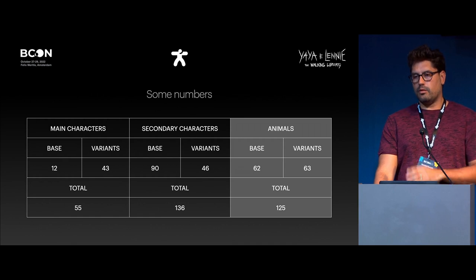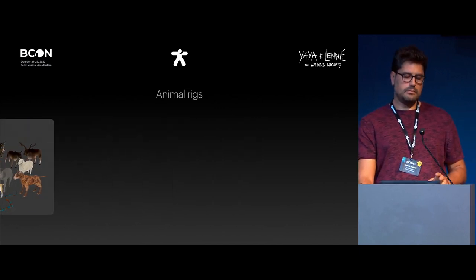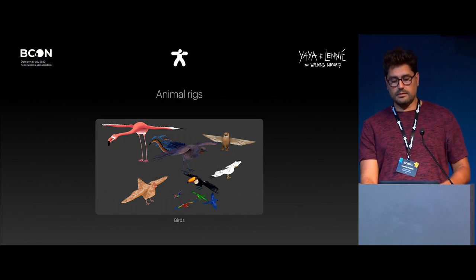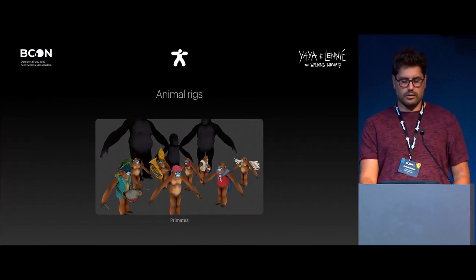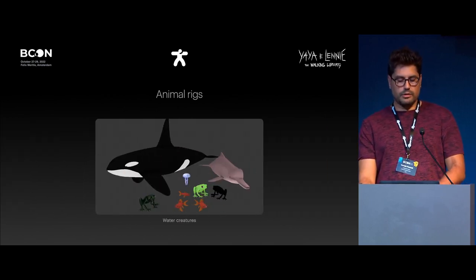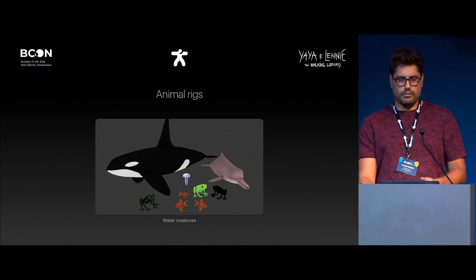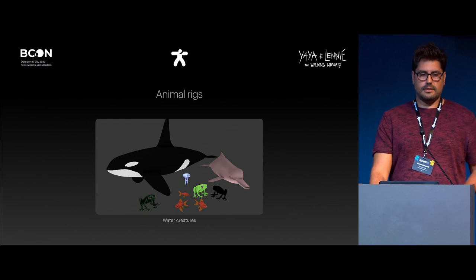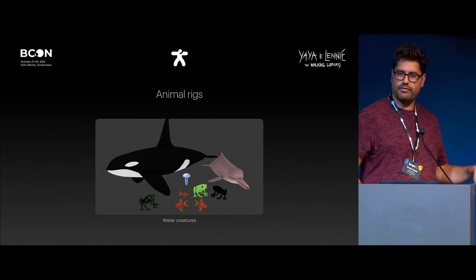It has some animal variants, but during the movie we had to make many, many more. As you can see here, we had quadrupeds that are mainly covered by Rigify already, birds that are half covered by Rigify, many hexapods or more, which is not covered by Rigify at all, some primates, but that's basically humans, and some water creatures. And we have only sharks, I think, in Rigify right now.